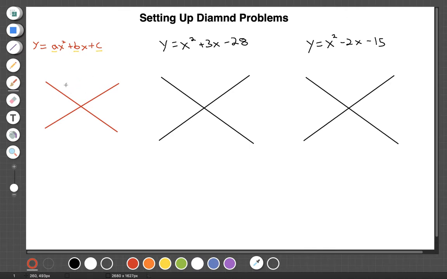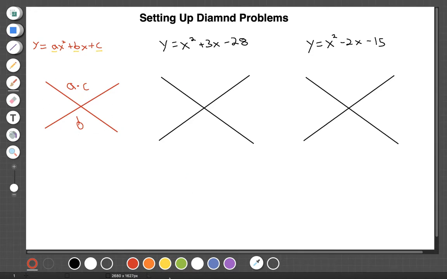What goes in the top is very simply a times c. So when you have your problem, you're going to multiply whatever a is times c. And what goes in the bottom is just b. It's that simple. And then from there, you'll solve the diamond problem.